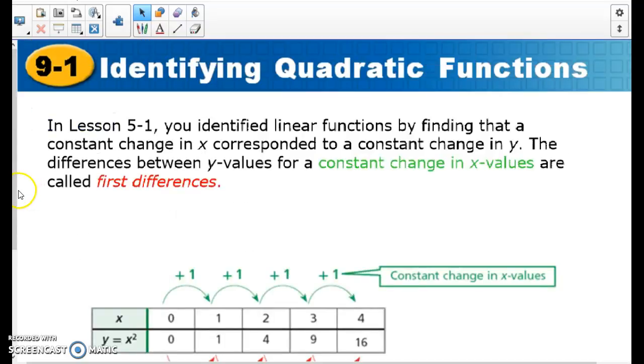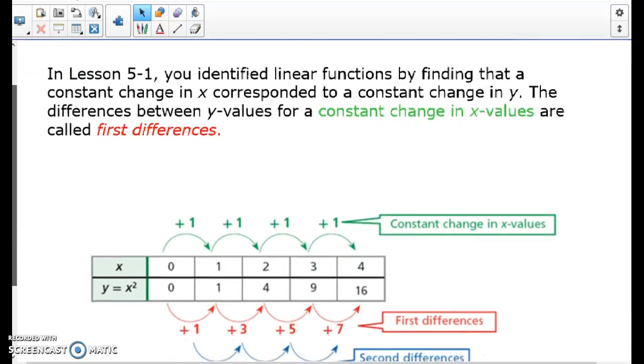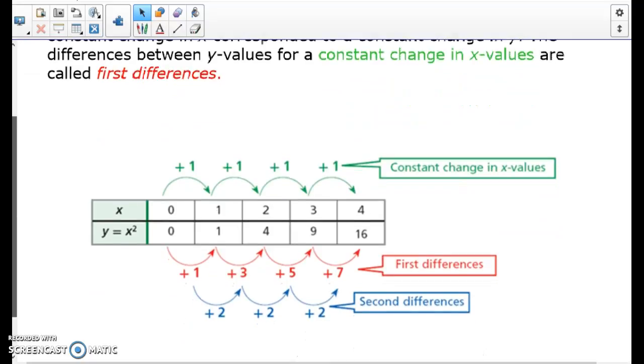One way to identify if it's a quadratic function is looking at it as a table. We're looking to make sure that the x's all go up by the same number, whether it's 1 or 2 or 3. And then with the y's, we're not looking to make sure that the y's go up by the same number, but that the differences of the y's are going up by the same number. So this is going up by 1, going up by 3, going up by 5, going up by 7. Well, from 1 to 3, 3 to 5, 5 to 7 is all a difference of 2. So we're looking at those second differences for those kinds of problems.